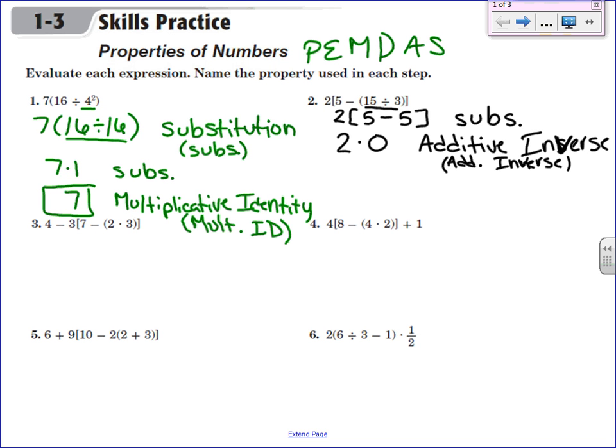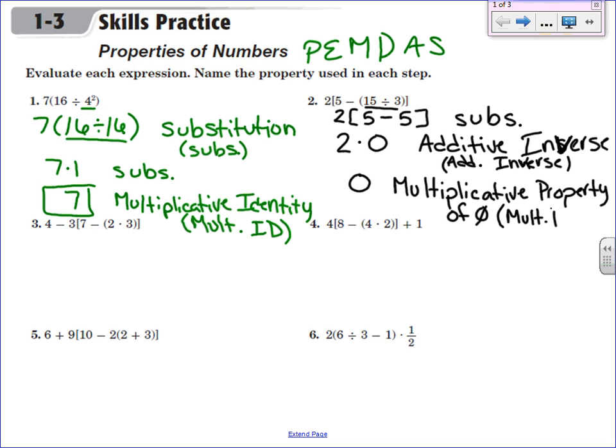The next thing we do is 2 times 0, which is 0. And that's the multiplicative property of 0, which says that anything times 0 is 0. From now on, that's going to be mult prop 0.